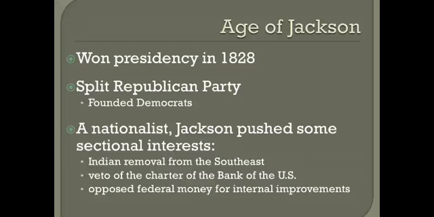Indian removal from the Southeast. He vetoed the charter of the National Bank, and he opposed any federal money for internal improvements. The last two little bullets there were very, very important and key to Henry Clay's American system. And of course, as you should know, Henry Clay and Jackson did not get along. Jackson was a little bit bitter about the election of 1824. So he opposed those, and those were key aspects of Henry Clay's American system.